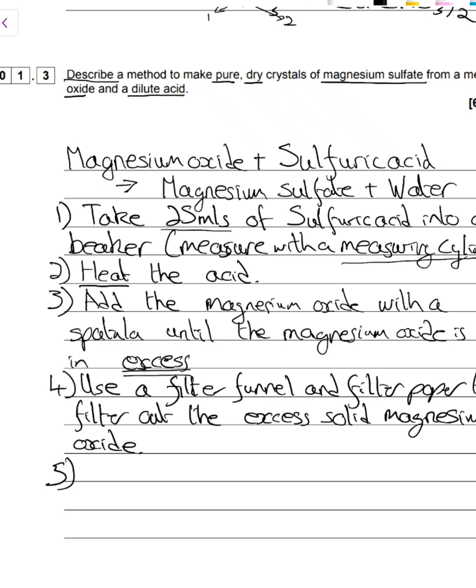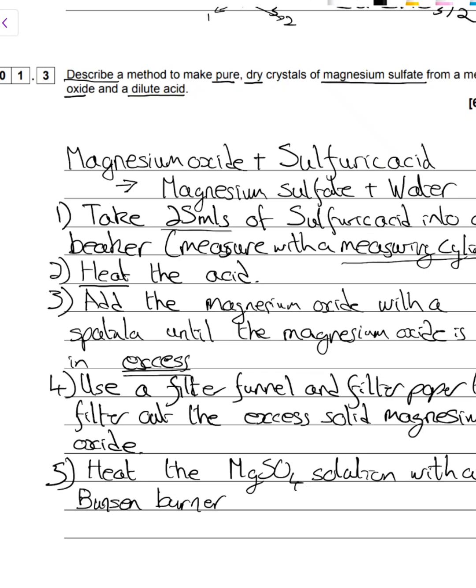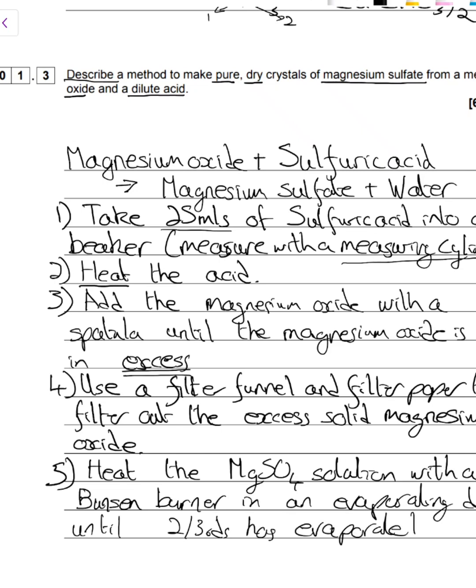So now we need to remove the water. So we can heat MgSO4 solution with a Bunsen burner in an evaporating dish until 2/3 has evaporated. Okay, so until 2/3 of the water has evaporated.